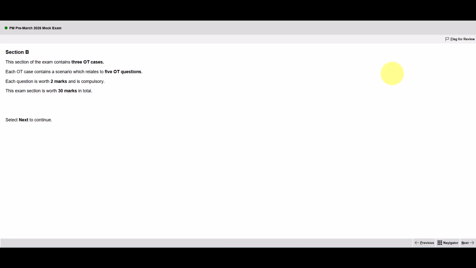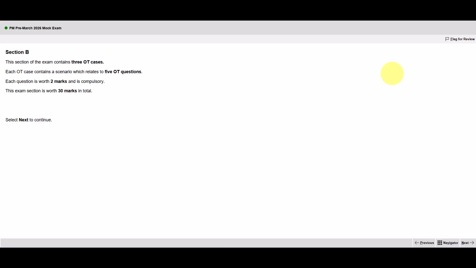Welcome to this debrief of the 3 Section B questions in the March 26 PM mock exam. As with Section A, I recommend that you have a go at Section B yourself before watching the debrief. If the exam has been removed from the platform, then what you can do is pause each question as I get to it and attempt it just reading it from the screen.